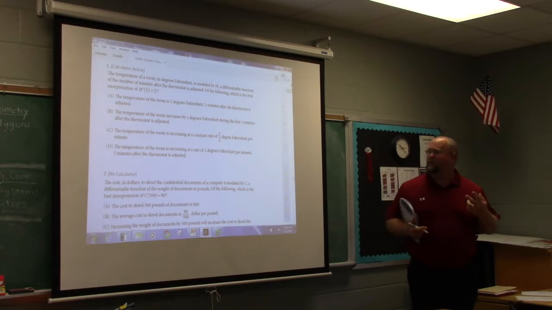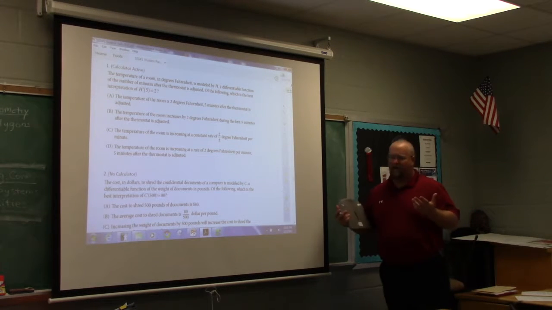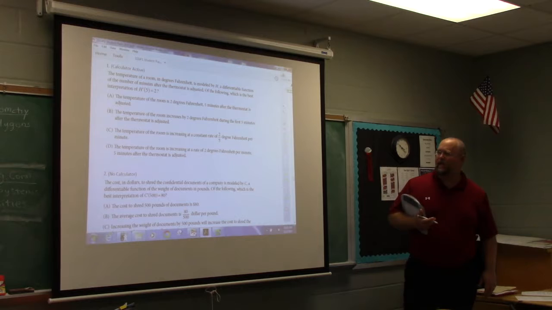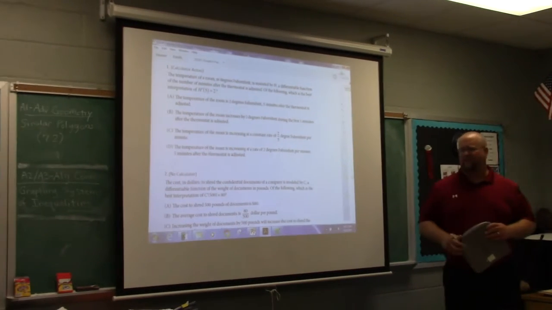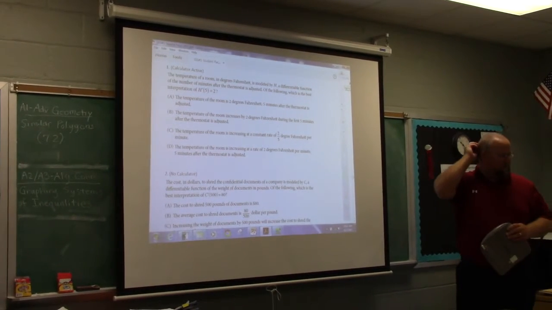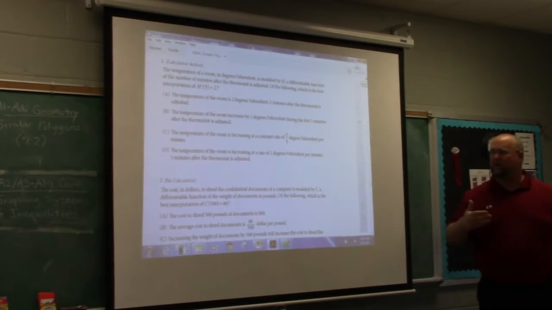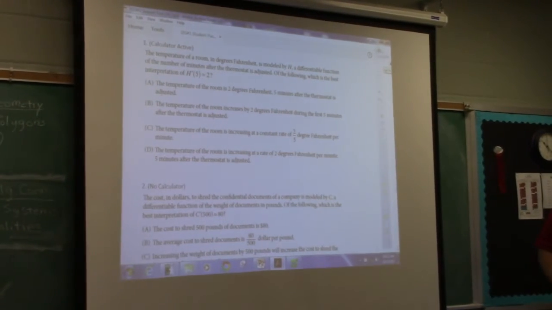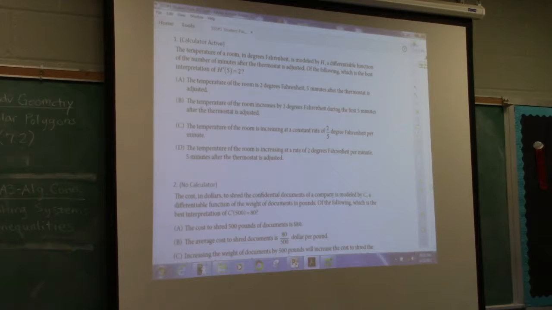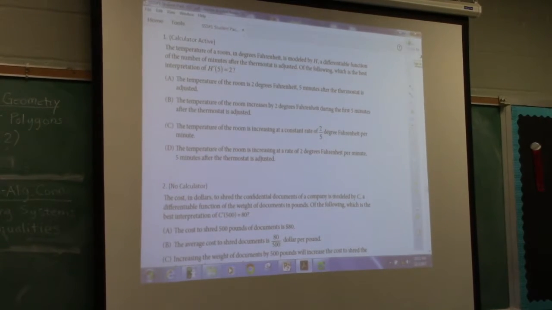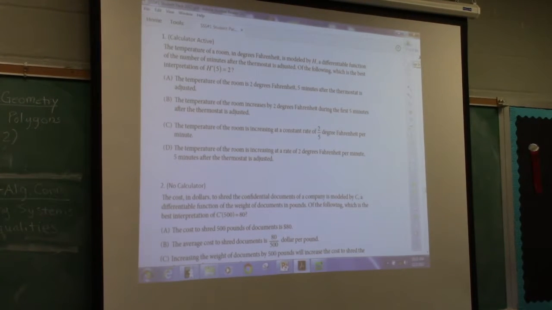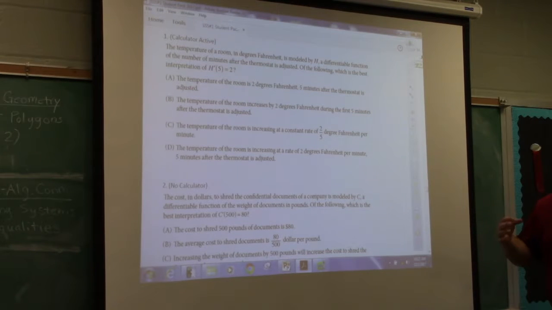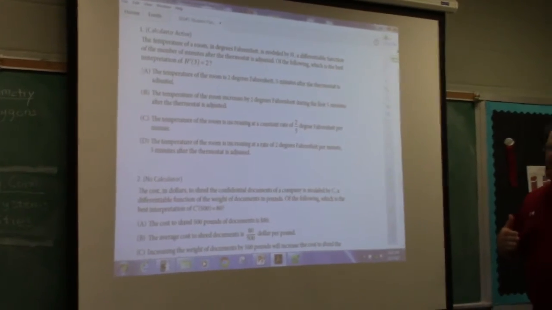Alright, let's look at number 1. It says calculator active, but there's no calculator needed here, and that's a good thing to know. As we said a moment ago, you're going to have 15 questions on the multiple choice with calculator. Out of those 15, probably 6, most years, are going to require a calculator. The other 9 really are not. So just because it's on the calculator active section doesn't necessarily mean you've got to use your calculator.